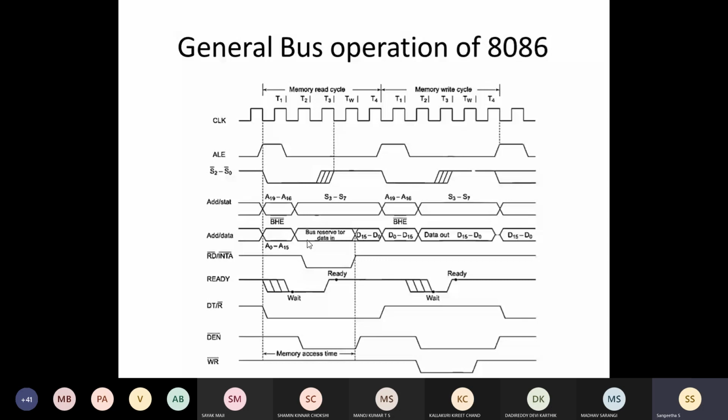Generally in the bus operation of 8086, you have 4 cycles, referred to as T1, T2, T3 and T4. Generally it is either a memory write or a memory read operation. Memory read means I am getting some data from the memory, and write means the processor is writing something into the memory. So you are receiving or transmitting data between the processor and memory. This indicates your bus cycles, starting from T1 to T4.